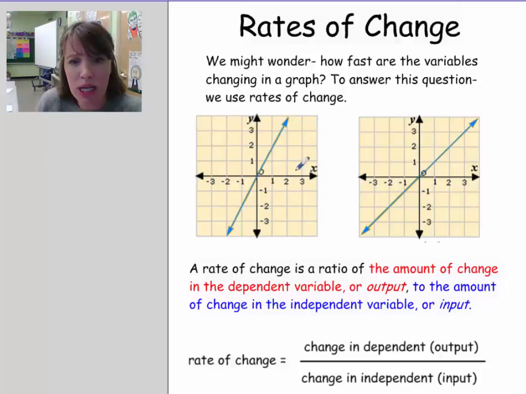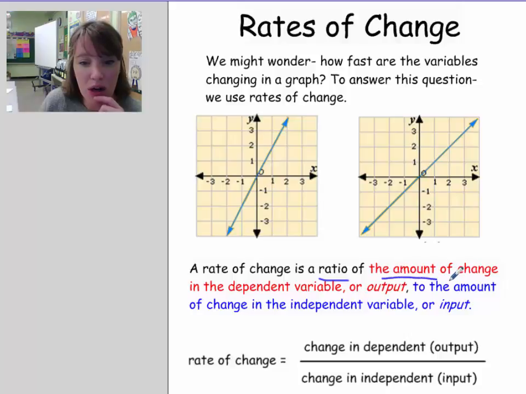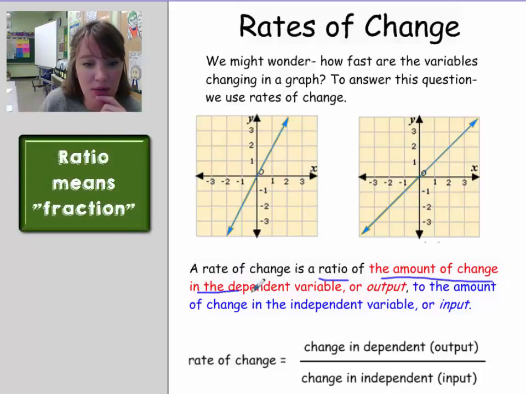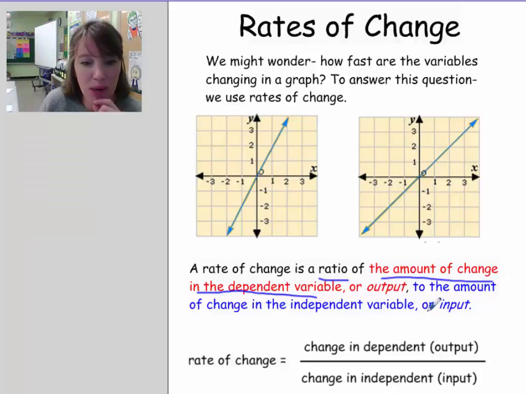All right. So to answer a question like how fast the variables are changing, we're going to compute something called the rate of change, right? It makes sense that it's called the rate of change because it's the rate at which the graph is changing, or the rate at which the variables are changing. So the rate is a ratio, right? Ratio meaning fraction of the amount of change in the dependent variable or the output variable to the amount of change in the independent variable or input.